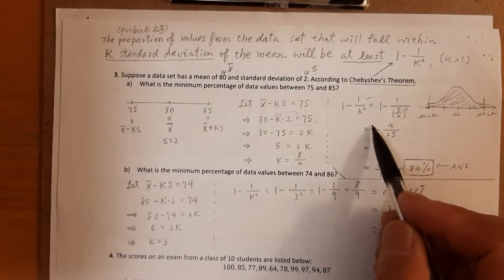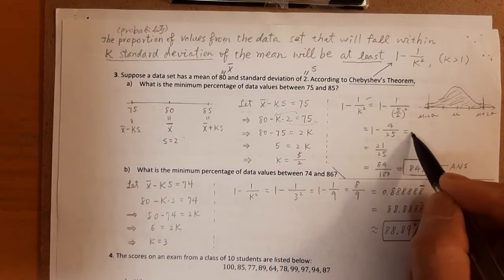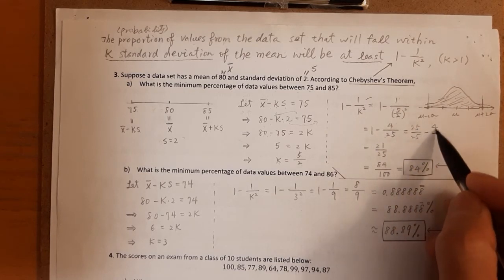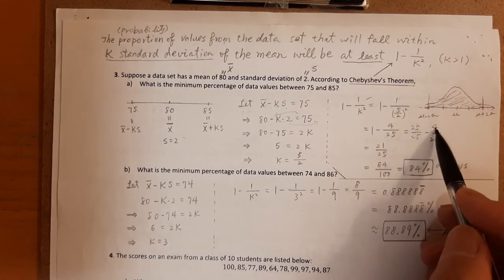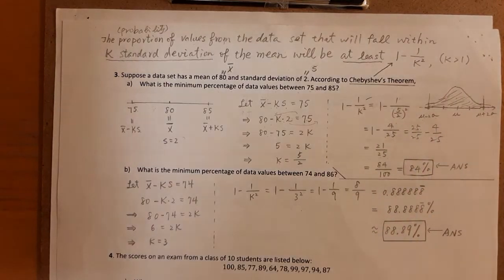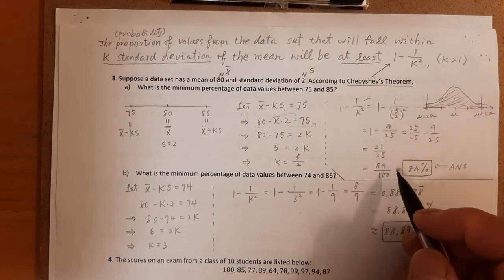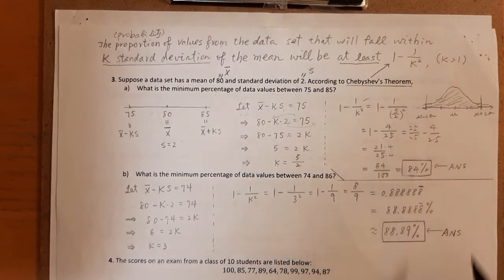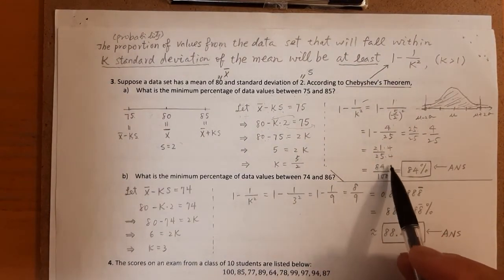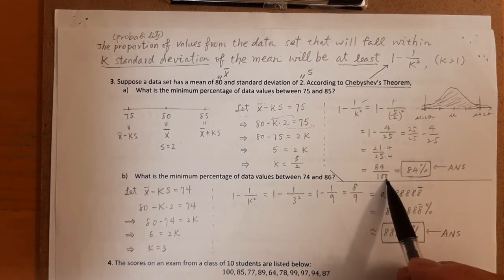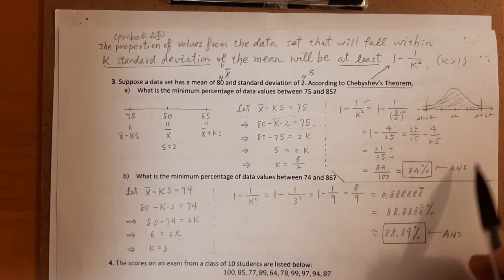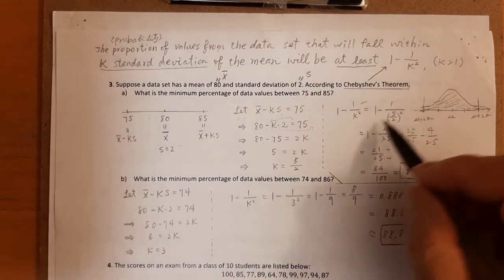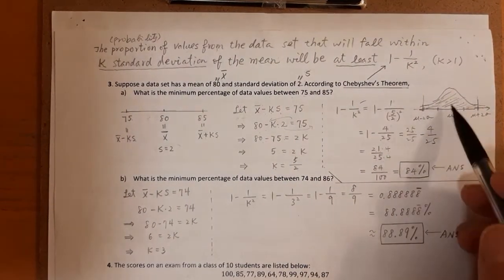Subtraction. 1 is 25 over 25. It's 1 minus 4 over 25. So 25 minus 4 is 21 over 25. And change to percent. Here 25 times 4, you got 100. So 21 times 4 is 84. 25 times 4 is 100. So the answer is 84%.